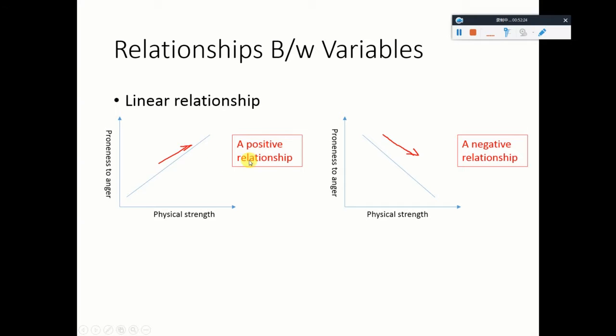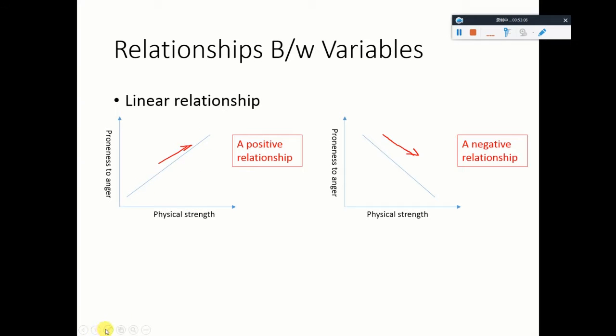When we say a relationship between two variables is positive, we do not mean that this relationship is good. Positive here does not mean good. Instead, positive here means the values of the two variables are moving in the same direction. Okay? Let me repeat. When we say the relationship between two variables is positive, it means that the values of the two variables are moving in the same direction.